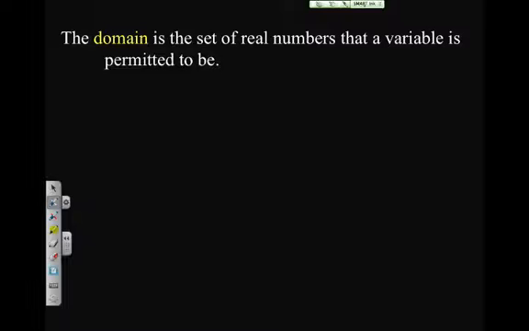The domain of any function is the set of real numbers that a variable is permitted to be. So in other words, when we put in these numbers, we can't get anything that's undefined. That's the big thing: we can't get anything that's undefined.